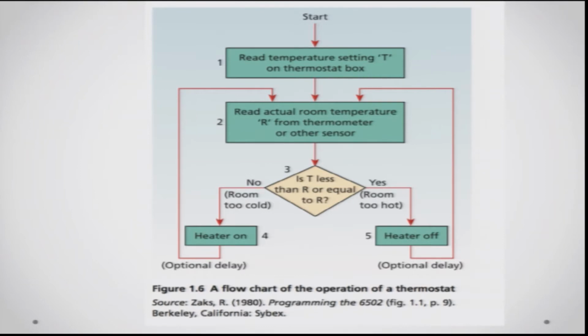The third step is that it compares the two temperatures. It compares the temperature T of the thermostat box to the temperature R, which is the room temperature. So, the question could be, is T less than or equal to R? And there could be two possibilities.